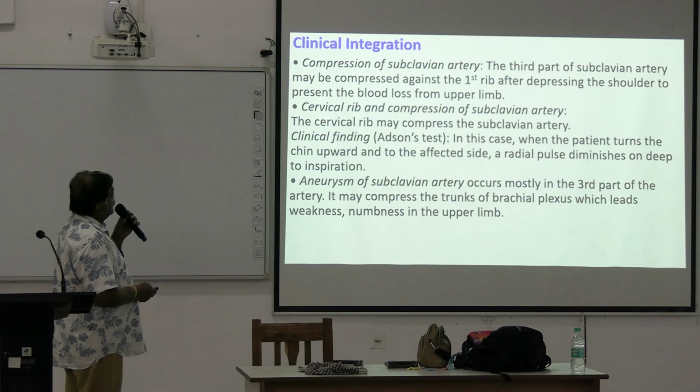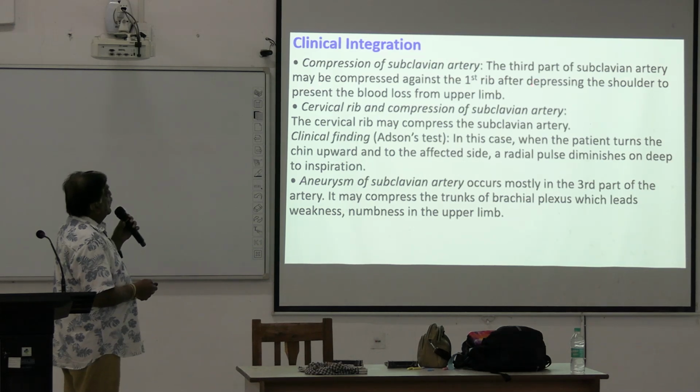Now, compression of the subclavian artery, clinical integration. The third part of the subclavian artery may be compressed against the first rib after depressing the shoulder to prevent blood loss from the upper limb.